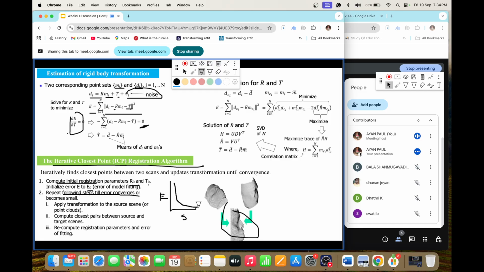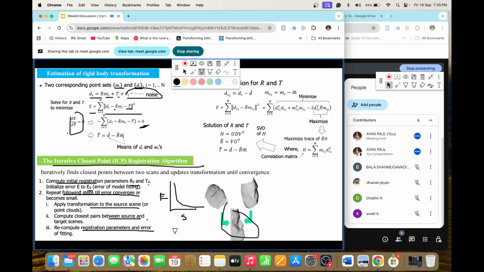That means no further reduction of the error. So that is convergence. So we have to find out R naught, R and T such that this error converges. After that we apply the transformation, compute the closest pair between the source and target seed, recompute the registration parameter, and the error of fitting. Again, you can check all this.